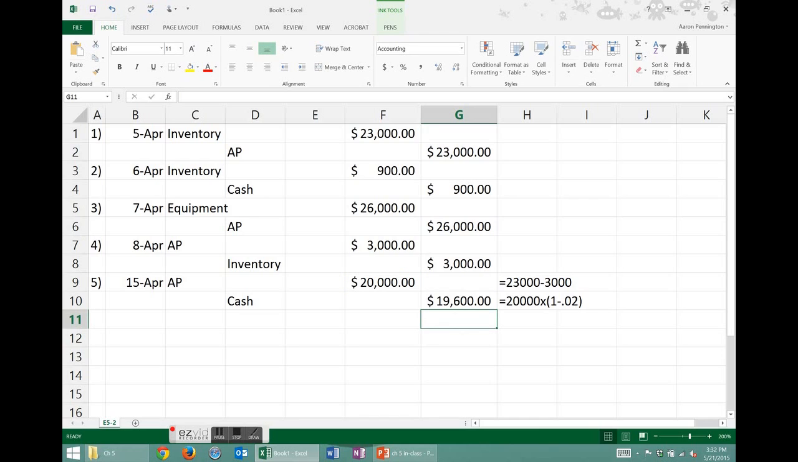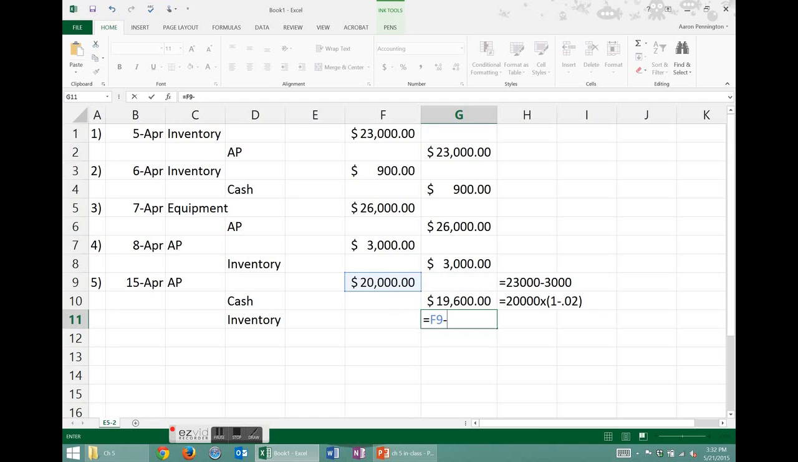Now, the check would be cut and sent to Botham Company. The issue here is that, at this point, the entry doesn't balance. So we need one more thing. It's going to be a reduction in inventory that balances the account, in this case, $400.